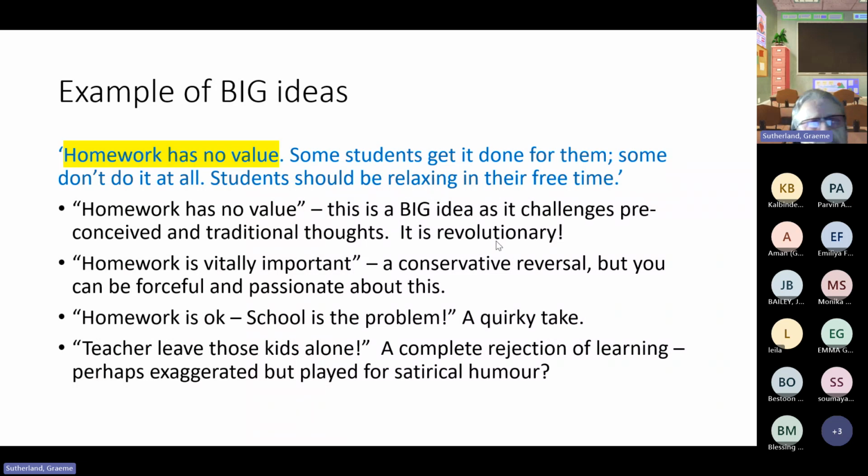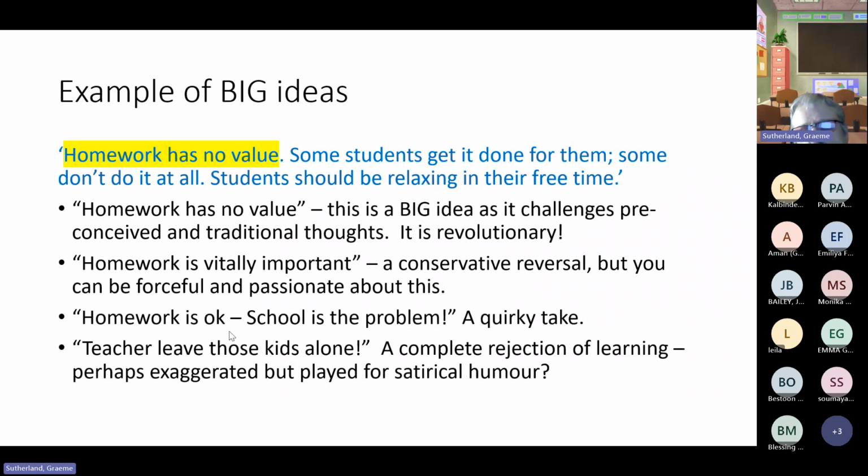That's a revolutionary idea. On the other hand, you can turn it around. Homework is vital. You know, a conservative reversal. You can be just as forceful and passionate about that as the person who said this is about it having no value. They're both exaggerated points. You know, homework isn't the be all and end all of education, and it isn't true that it has no value. It may not have as much value as school teachers think.